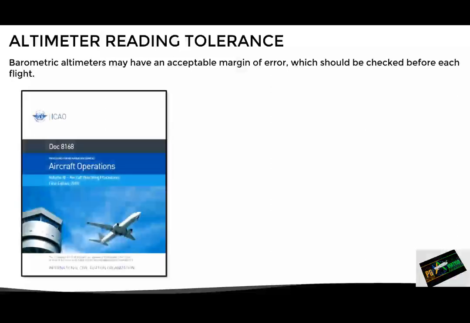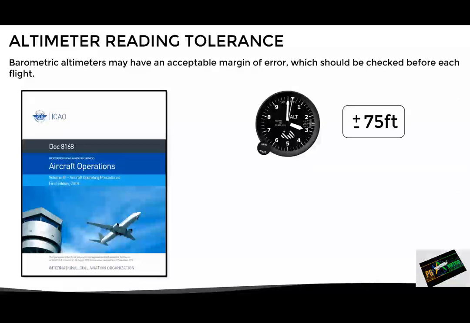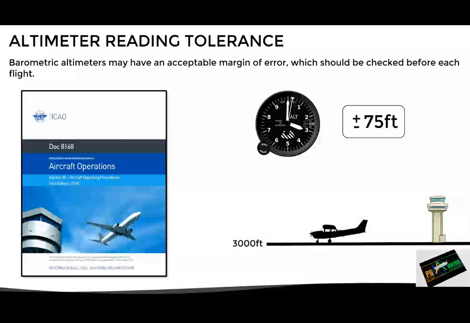The thing is that barometric altimeters may have an acceptable margin of error, which should be checked before each flight. The exact values are published in ICAO Document 8168. However, most manufacturers and operators consider that an adequate margin is plus or minus 75 feet. This means that if, for example, an aircraft is on the ground at an airport with an elevation of 3,000 feet, when adjusting the current QNH, the altimeter should read between 2,925 feet and 3,075 feet to be considered suitable for air operations. Otherwise, the altimeter must be checked and recalibrated by a certified aeronautical workshop.